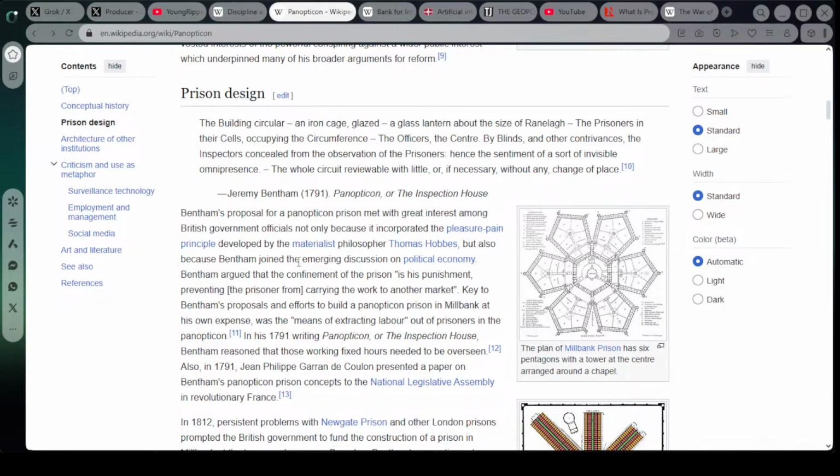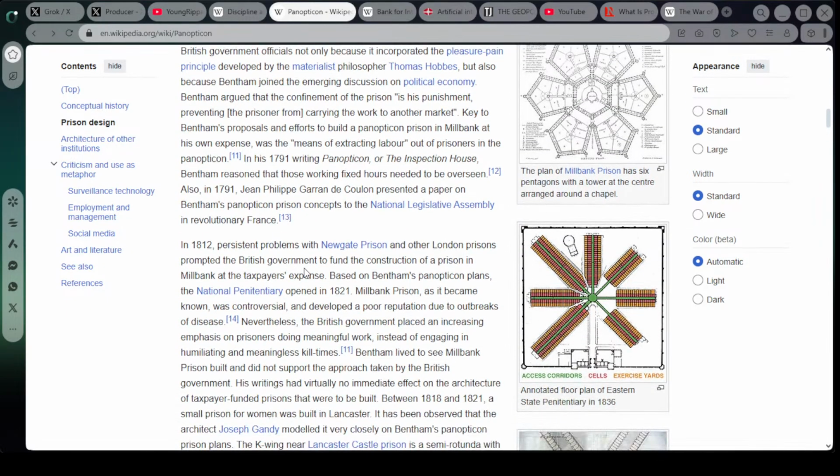Key to Bentham's proposal and efforts to build a Panopticon prison in Millbank at his own expense was the means of extracting labor out of the prisoners in the Panopticon. In his 1791 writing, Panopticon, or the Inspection House, Bentham presented his Panopticon prison concepts to the National Legislative Assembly in revolutionary France.